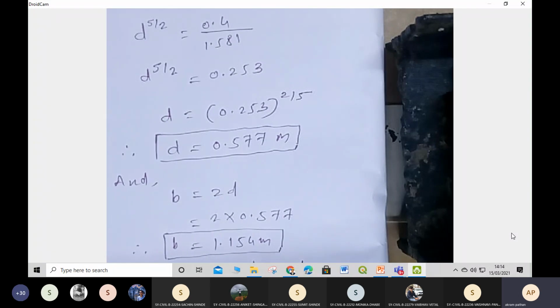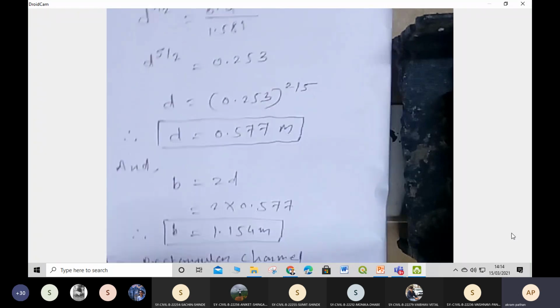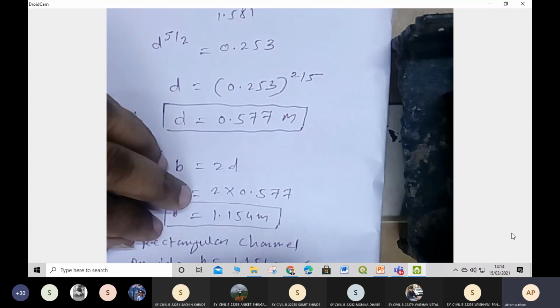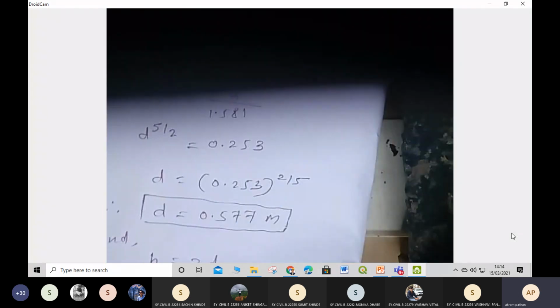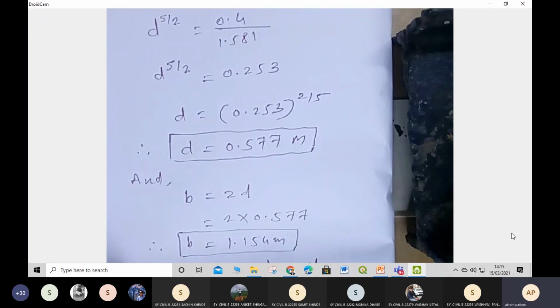So for the most economical rectangular channel section given in the problem, provide B equal to 1.154 meter and D equal to 0.577 meter. Remember that for the discharge 0.4 meter cube per second, we have to provide the dimensions B equal to 1.154 meter and D equal to 0.577 meter. So this is the value we got in this first problem.